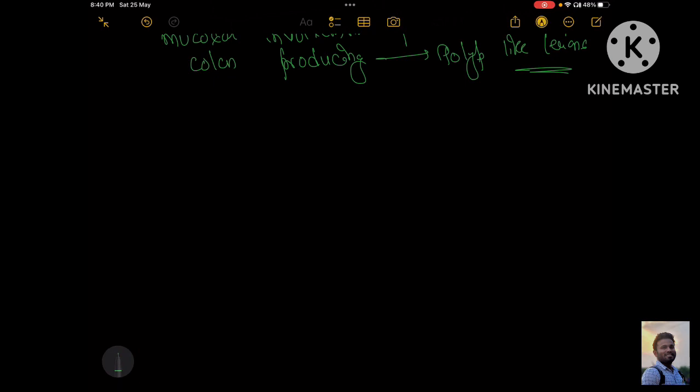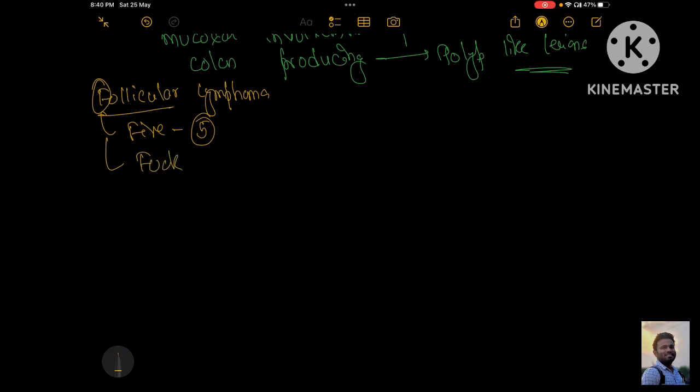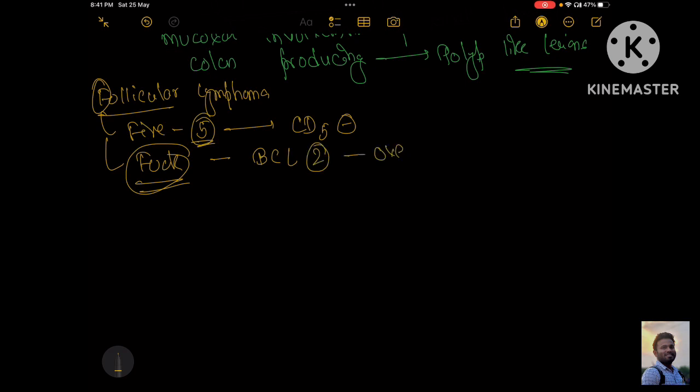Next is follicular lymphoma. F for 5, F for follicular. So, in case of follicular lymphoma, there is a 5, but 5 is negative. CD5 negative. And in follicular, there are two Fs. So, BCL2 overexpression.